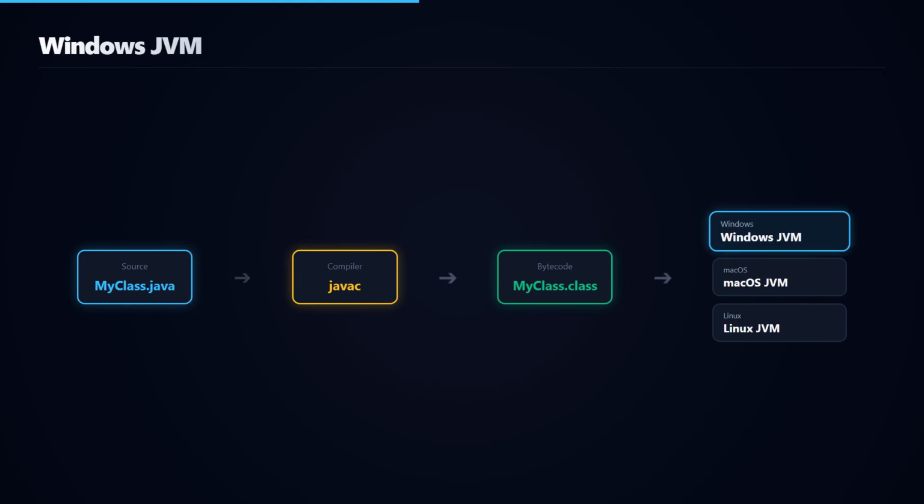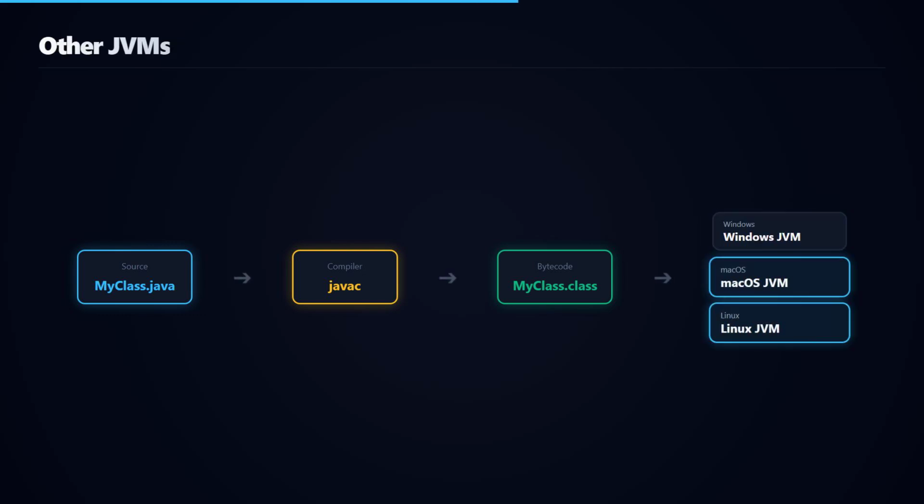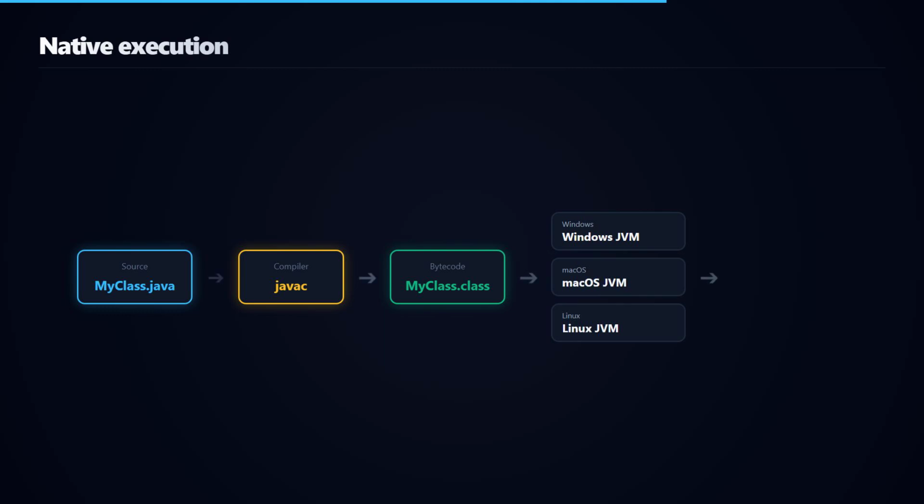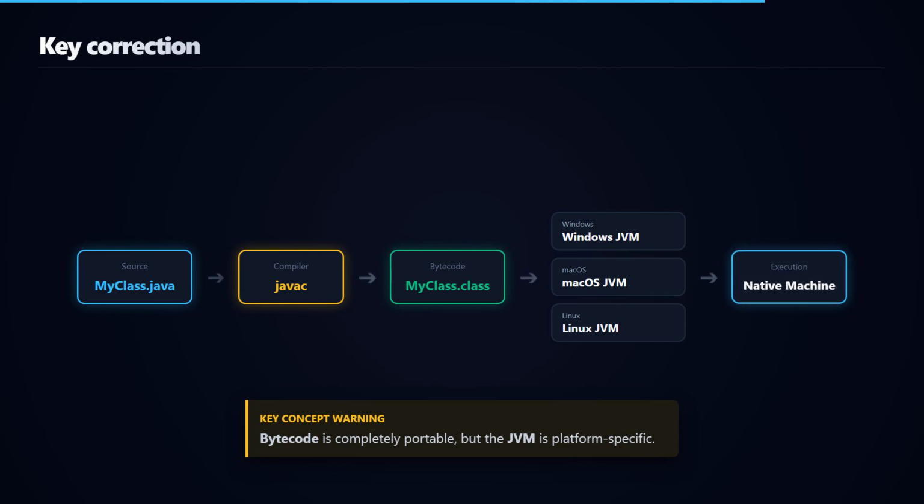The Windows JVM understands bytecode and runs it for Windows machines. The Mac OS and Linux JVMs understand the same bytecode too. Each JVM finally produces behavior the local machine can execute safely. The key correction is simple: bytecode travels, JVMs are platform-specific runtimes. This pipeline is the foundation for every Java application built later.